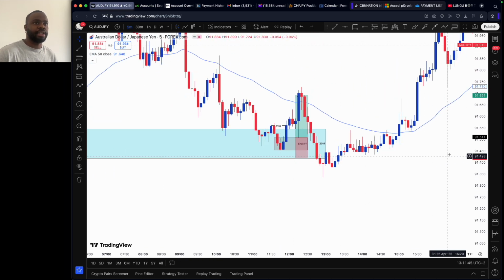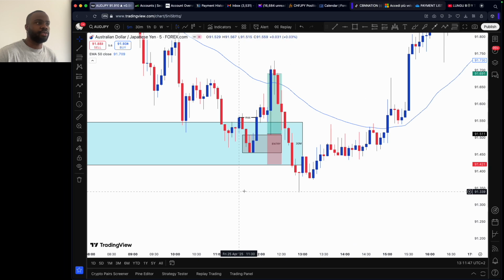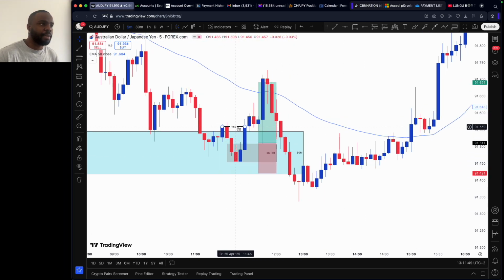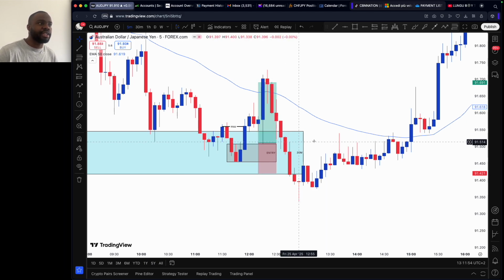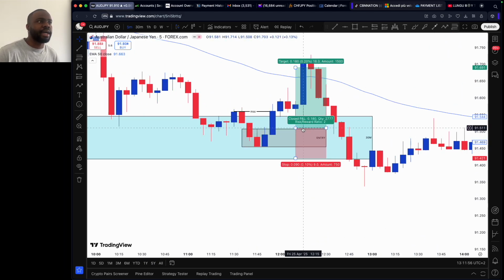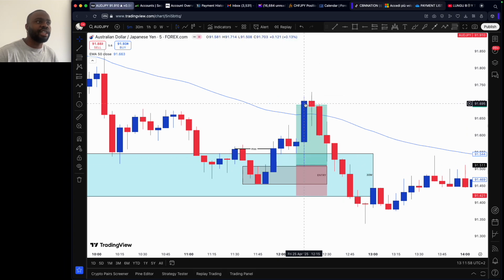When price came back to that zone, I patiently waited for the market to shift structure, which happened here. Then I placed my limit order just like this. But as you can see, price tapped the market, then with one straight candle to TP.